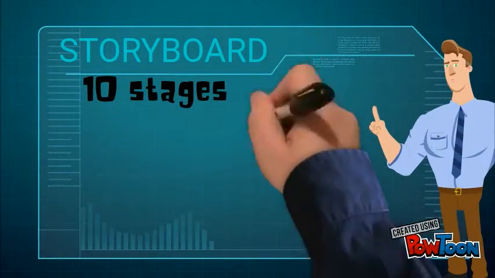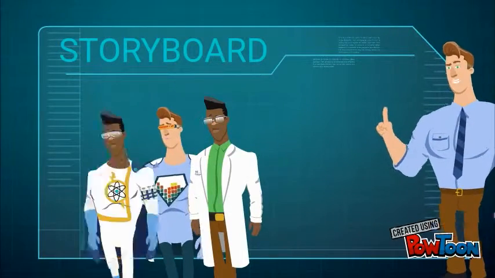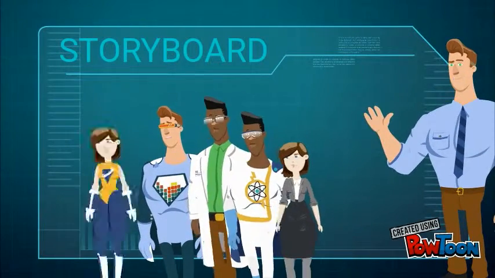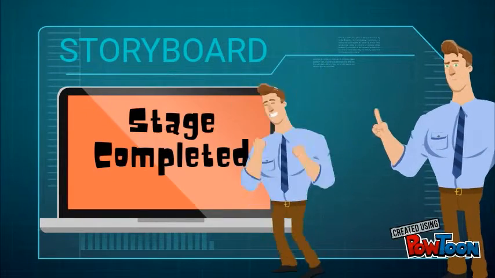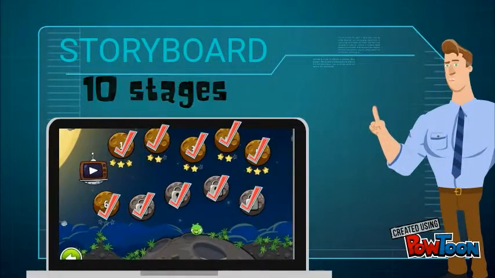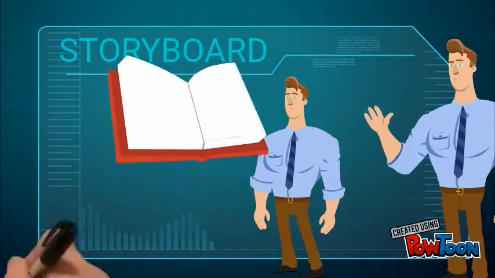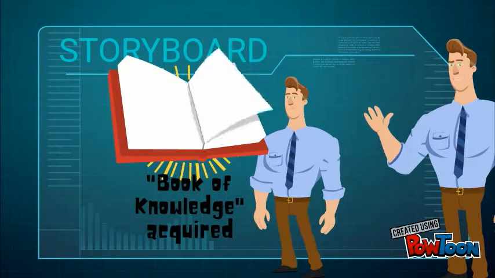The game consists of 10 stages. In each stage, the player will meet people who suffer from a problem. They can be helped by completing the stage where the player met them. After completing all the stages, the Book of Knowledge, which states the solution to the problem their country is facing, will be claimed.